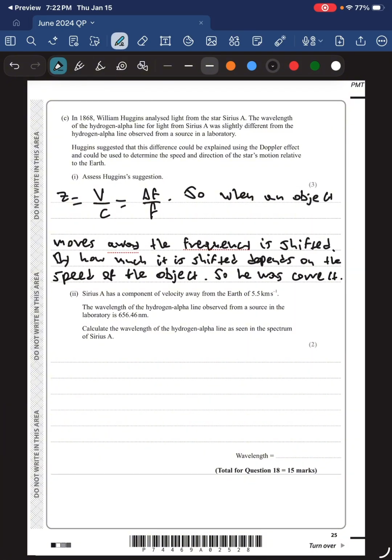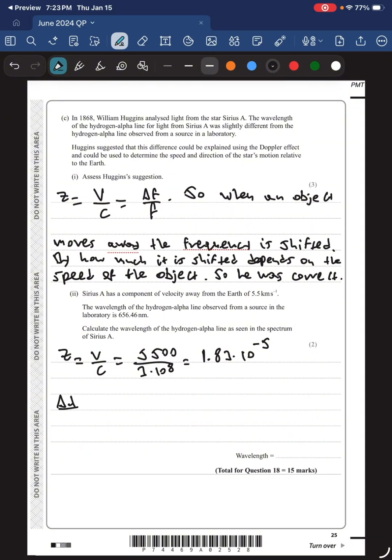Right. Part 2. Sirius A has a component of velocity away from the Earth of 5.5 kilometers per second. The wavelength of the hydrogen alpha line observed from a source in the laboratory is 656.46 nanometers. Calculate the wavelength of the hydrogen alpha line as seen in the spectrum of Sirius A. So z is v over c. So 5,500 meters per second over 3 times 10 to the 8 meters per second, which is 1.83 times 10 to the negative 5, right?